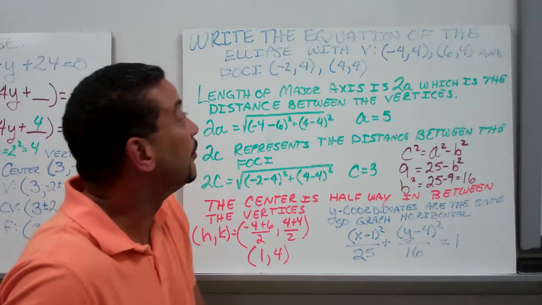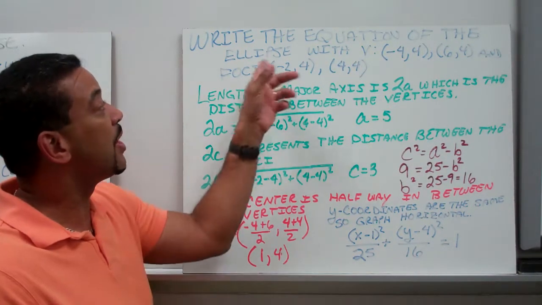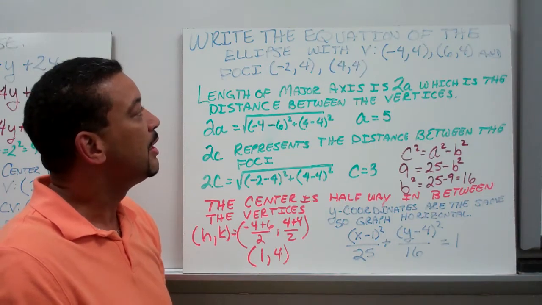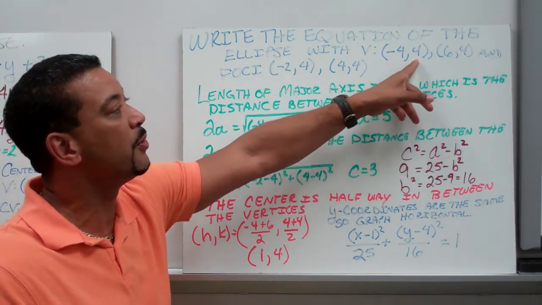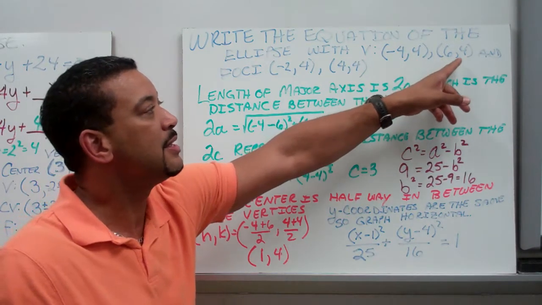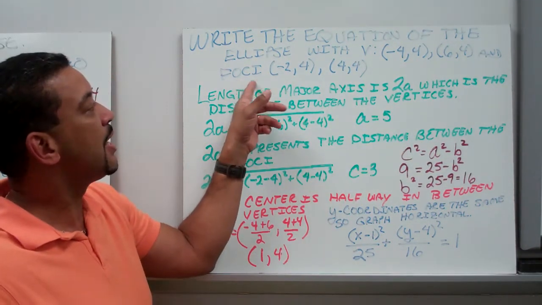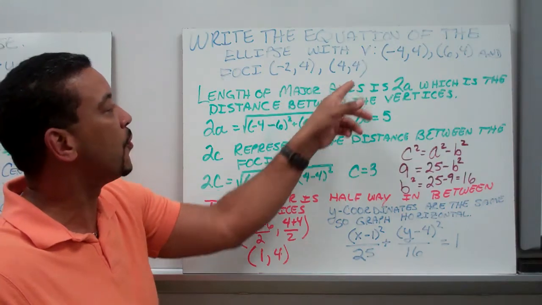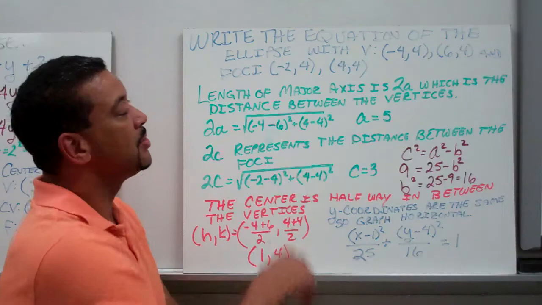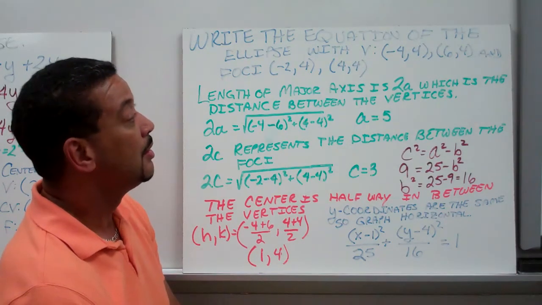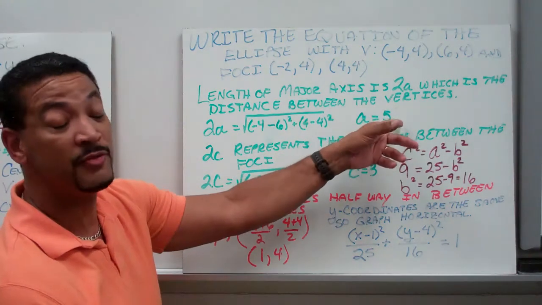Now what we're going to look at is writing the equation of the ellipse from given information. Here we're given that the vertices are (-4, 4) and (6, 4), and our foci are (-2, 4) and (4, 4). From this information, we know that the major axis is 2a, which is the distance between the two vertices.